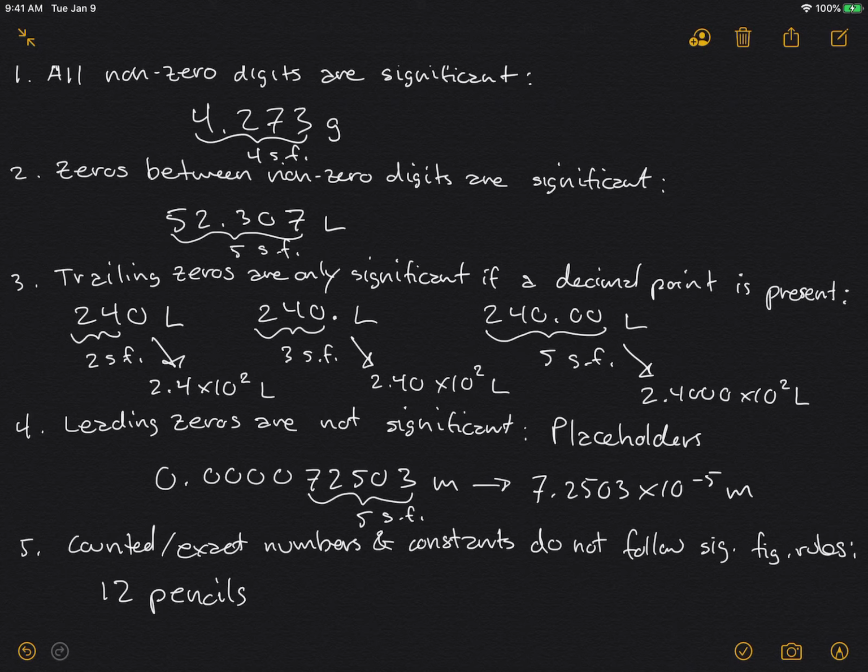Universal constants like the speed of light, c, is 3 times 10 to the 8 meters per second, right? That's a universal constant. This number has been measured out to as many significant digits as you need. So you could look this number up and you might find something like 2.99798 times 10 to the 8 meters per second, right? It's got as many or as few significant digits as you need. So we don't consider the rules of significant digits when we're working with counted numbers or universal constants.